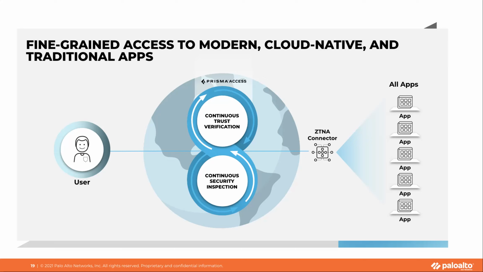As I talk about the solution, I'm not talking about IPs. It's completely app-based. So even if you have different data centers with overlapping IP addresses, you can connect all those data centers back into Prisma Access with the app-based mechanism, publishing all those apps on Prisma Access and having security policies for each and every application.